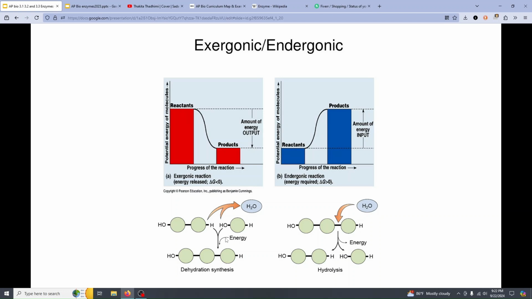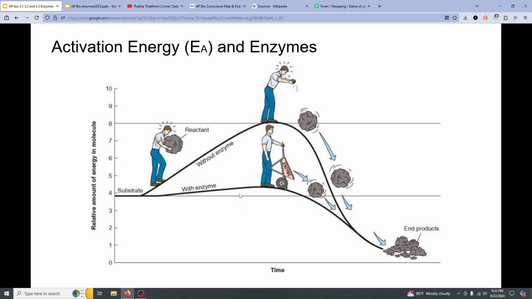So now look at the same thing in dehydration synthesis and hydrolysis. Dehydration synthesis is going to need energy input. So would that be an endergonic or an exergonic reaction? It is going to be an endergonic reaction. Same way, when you have hydrolysis, where you have release of energy, that's going to be an exergonic reaction. So look at this. This is going to be exergonic. This is going to be endergonic.